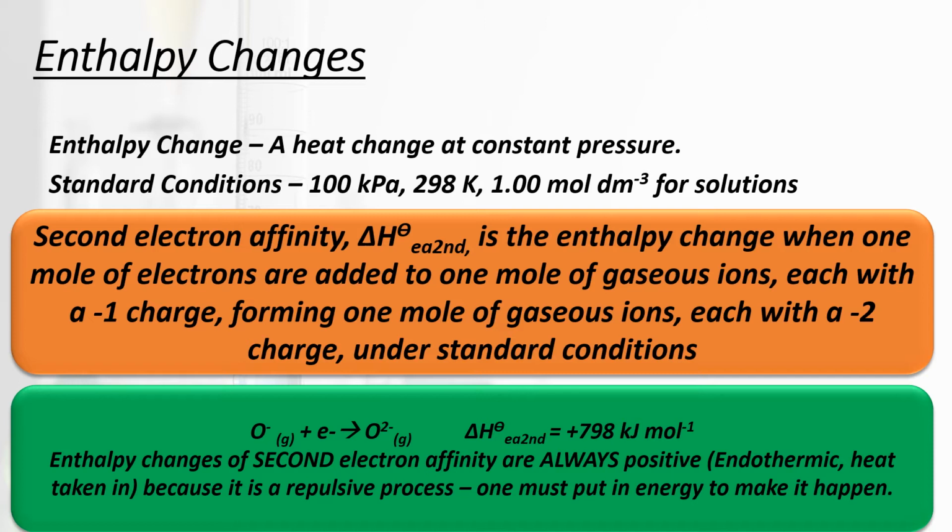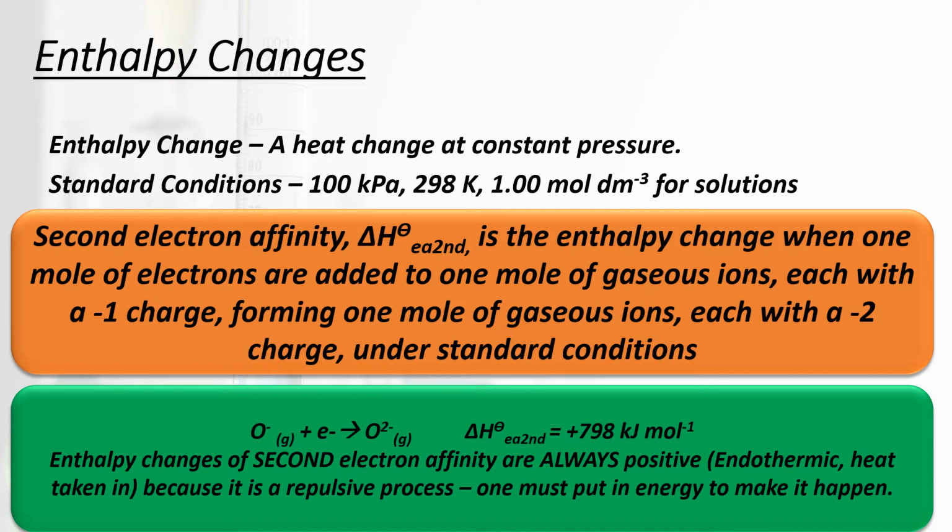And so carrying on with the oxygen example, we have our O- as a gas. We add our electron and we create our O2-, our oxide anion, also as a gas. Now, this is the key distinction to make. If you take one thing away from this video, let it be this. Enthalpy changes of second electron affinities are always positive. They're endothermic, heat's been taken in. So first electron affinities are negative, second electron affinities are positive.